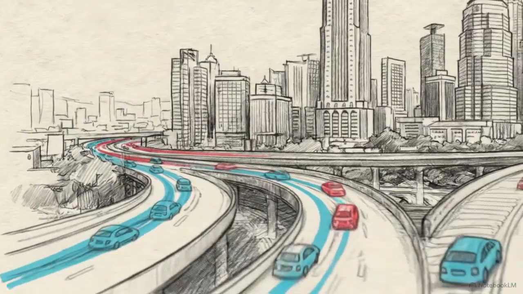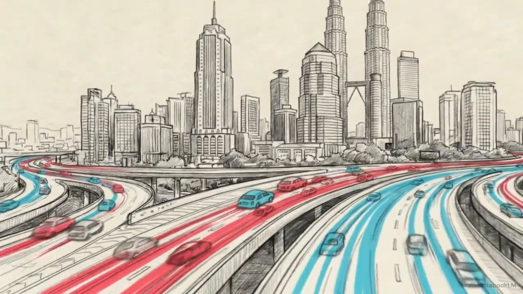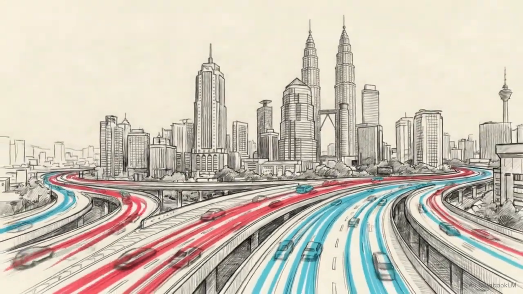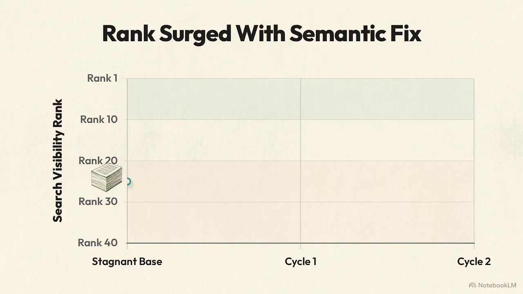Returning to the professional services firm in Kuala Lumpur, the outcome of correcting their HTML highlights the severity of this issue. The developer applied proper semantic tags and fixed the heading hierarchy. Without writing a single new word of content, the article moved from page 3 to page 1 within 2 crawl cycles.